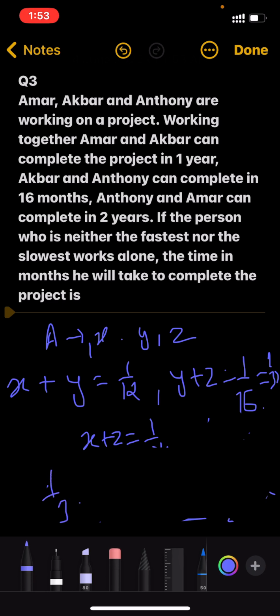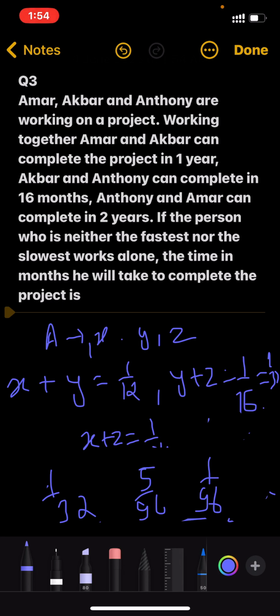1 by 32, 5 by 96 and 1 upon 96. The question is the time in months he will take to complete the project. Neither the fastest nor the slowest. Efficiency: we are considering neither the fastest nor the lowest, so the middle guy.